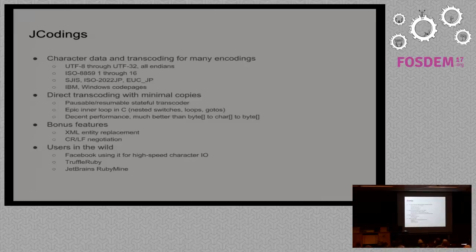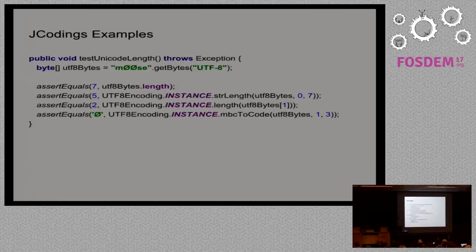And lots of folks are actually using this in the wild. Obviously, JRuby uses it. The Facebook guys use it for some high-speed character I/O where they need to process stuff and send it out quickly. They didn't want to pay the decoding and encoding cost every single time. TruffleRuby obviously uses it because they grew out of JRuby. And JetBrains, for any Ruby-related stuff, use it as well internally.